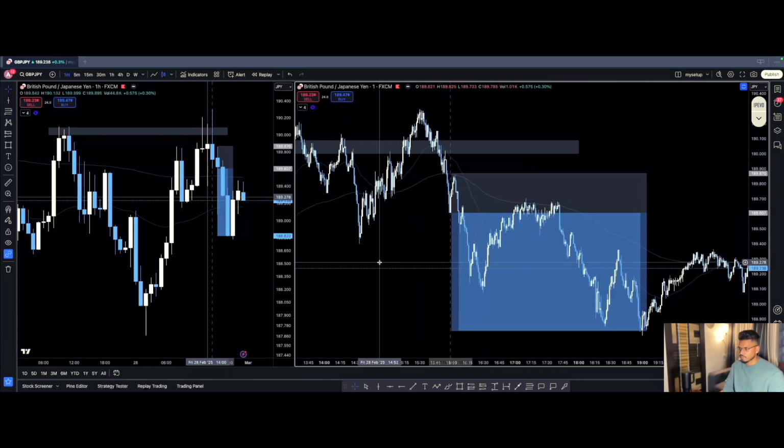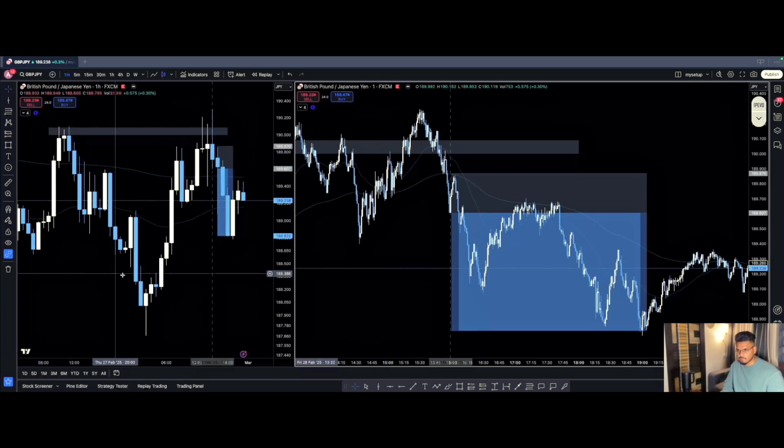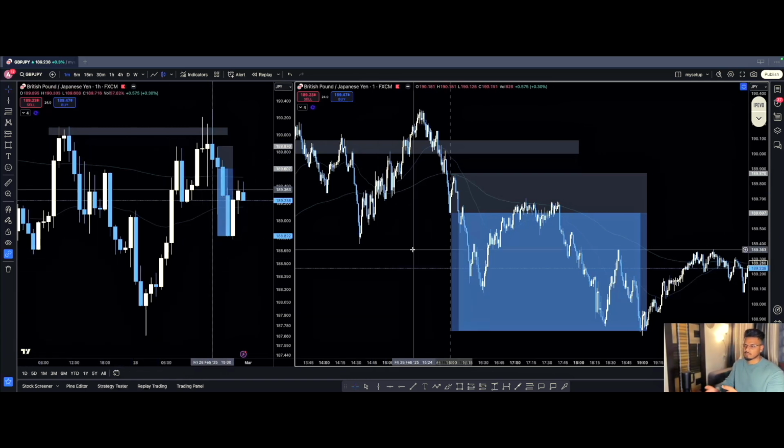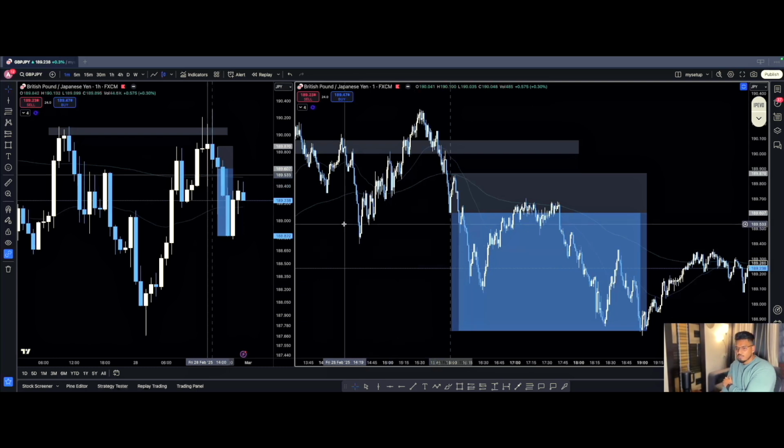So this is how I approach the markets, how I approach the entries, and how I analyze the market on a larger time frame, and then look for the entries on a smaller time frame. You can totally combine any of the bigger time frame or the smaller time frame.